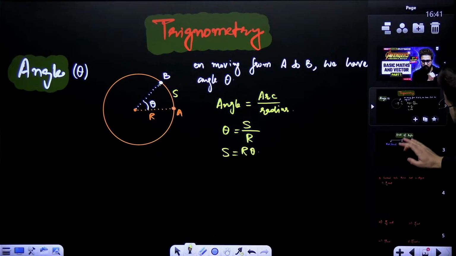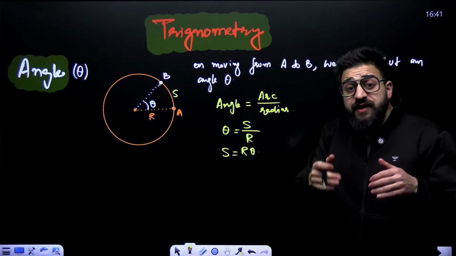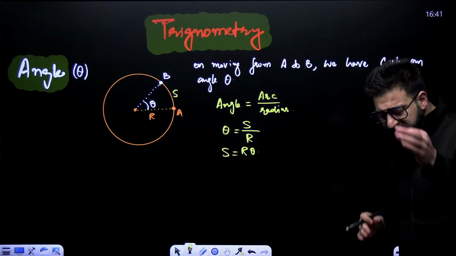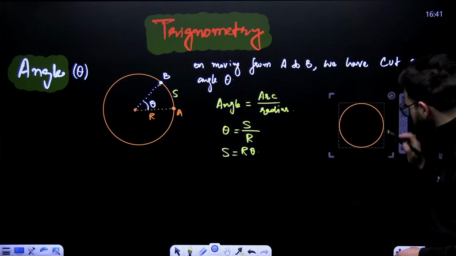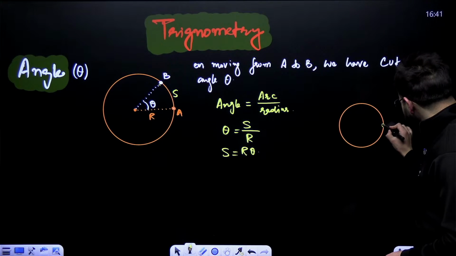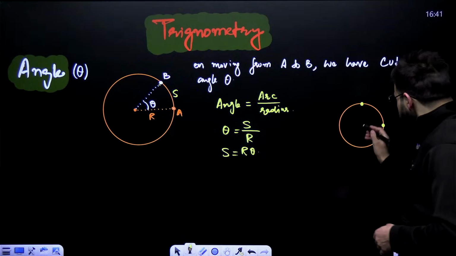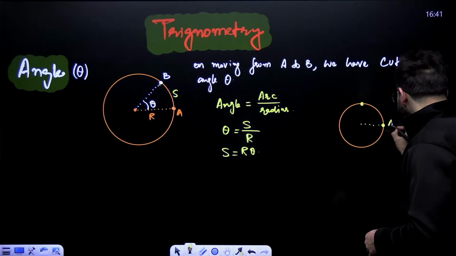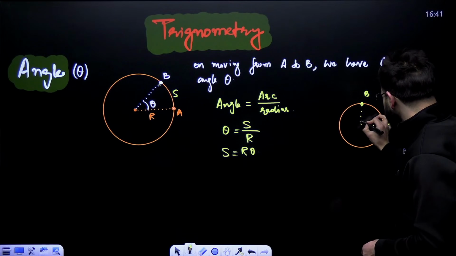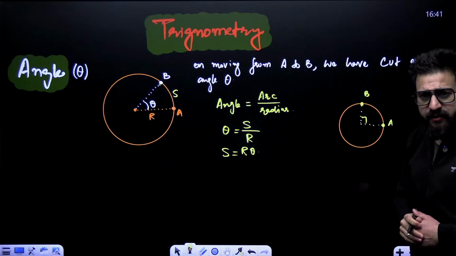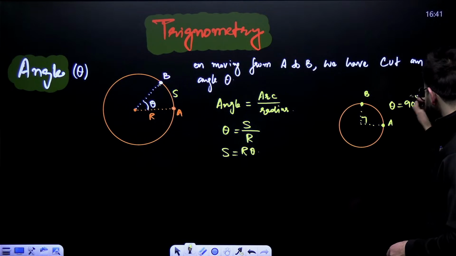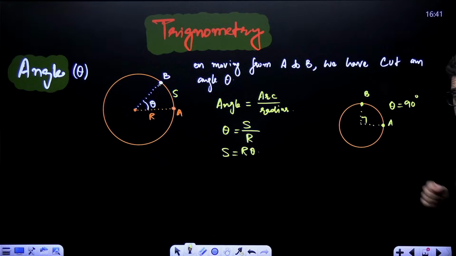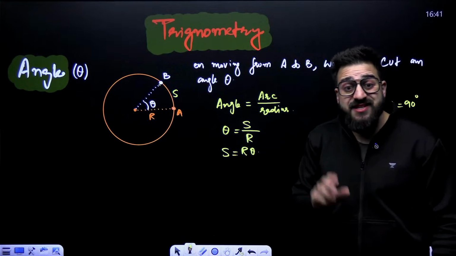Now guys, let me just tell you, in our real life, we have seen, sir, let's suppose I have got a circle over here. If you are moving from this point to this point, on moving from A to B, if this is A and this is B, this is the angle that we have covered. Clearly, you can say this angle is 90 degrees. What is this degree? This degree is basically the unit in which we measure the angle.